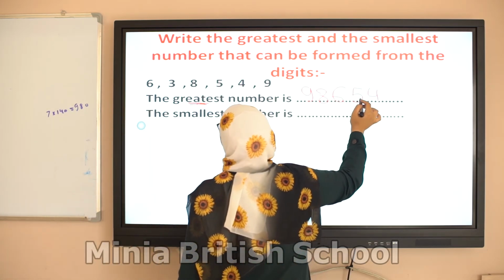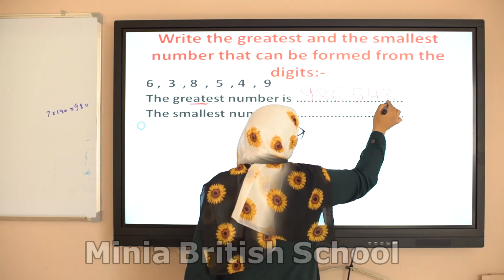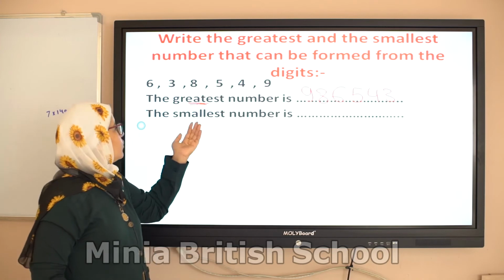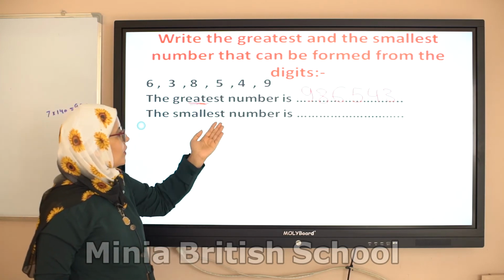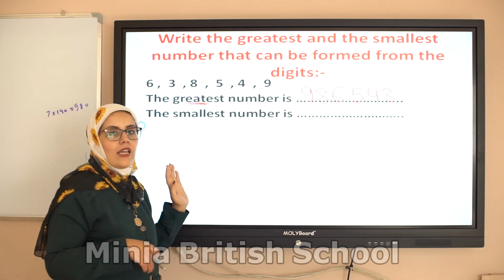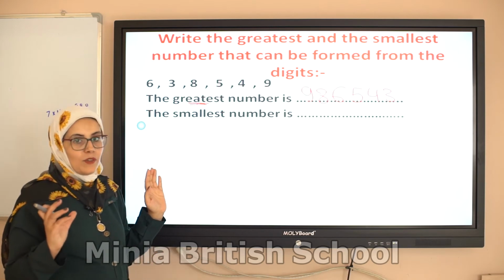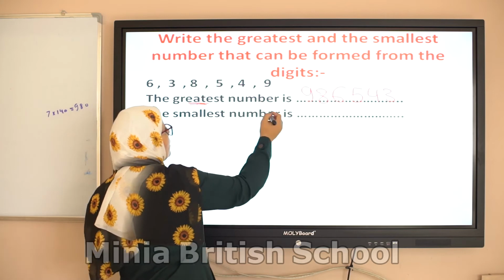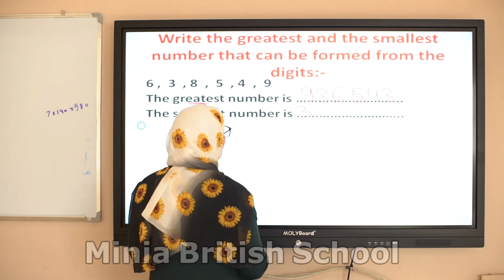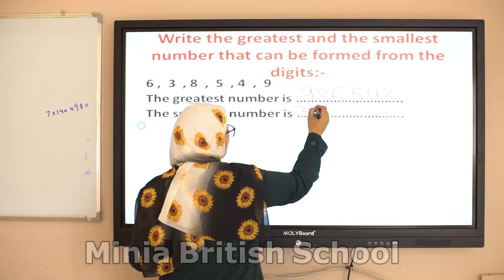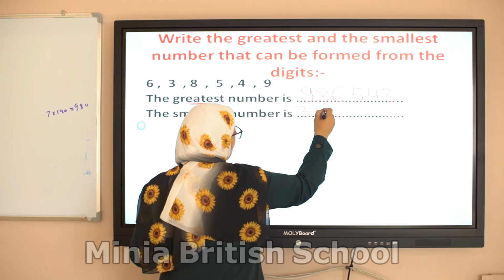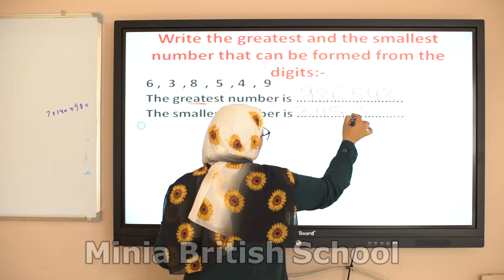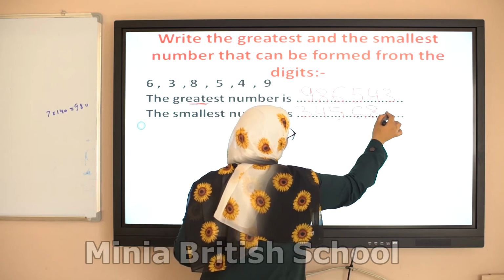Four. Then what? Three. So now I arrange them what? Descendingly. To form the smallest number, you have to arrange it what? Ascendingly. Ascendingly means what? From the smallest to the greatest. What is the smallest digit? Three. So I will start with 3. Then 4. Then 5. Then 6, 8, and 9.